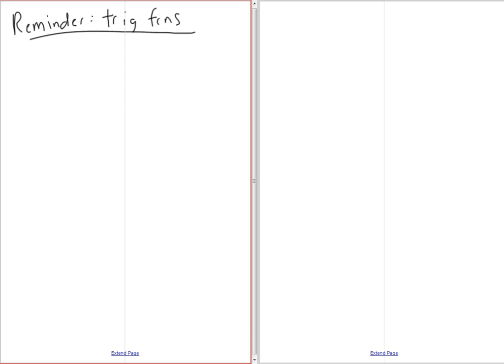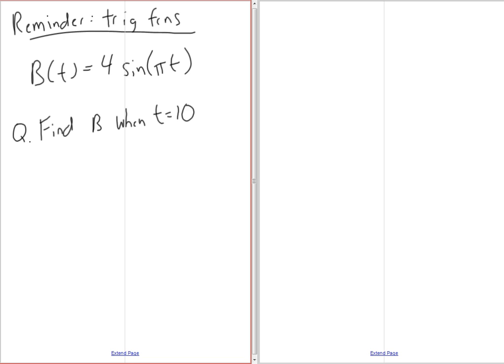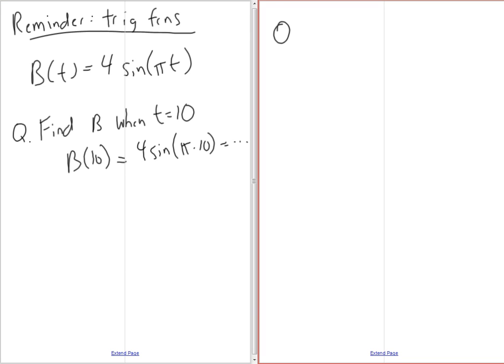All right. Quick reminder on trig functions. You probably don't need it, but I'm going to cover it anyway. Anytime that you have a function with a trig function, if I give you the independent value, so b of t is 4 sine of pi t, and I say find b when t is 10, okay, great. Plug in 10. No problem. Calculator can handle that.